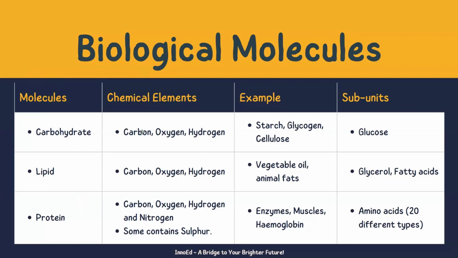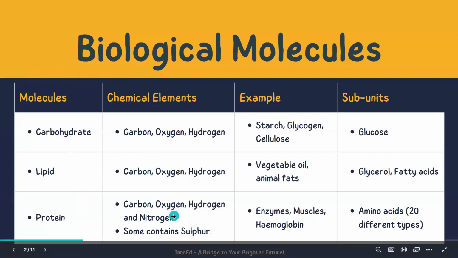Carbohydrate is made out of carbon, oxygen, and hydrogen chemical elements, which is the same for lipid. Protein contains carbon, oxygen, and hydrogen, just like carbohydrates and lipids, but it also contains nitrogen and sulfur.